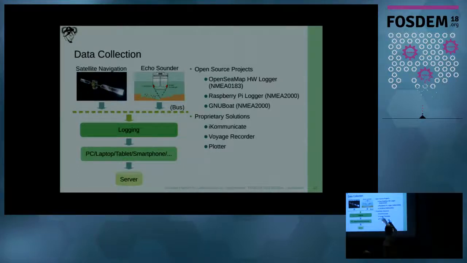There has been an OpenSeaMap hardware logger for that, but unfortunately it uses the old-school NMEA 0183 format, which is kind of obsolete now, so there's almost no equipment available for that. At least the new ones don't use it anymore. There is a Raspberry Pi logger, which I show in the next slide. And there's GNUBoat, which is this project. Then there are some proprietary solutions. Well, proprietary solutions, we don't like that, right?